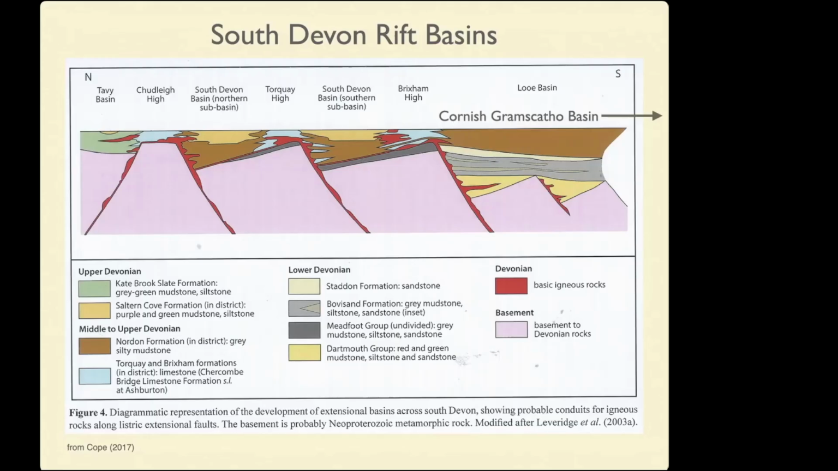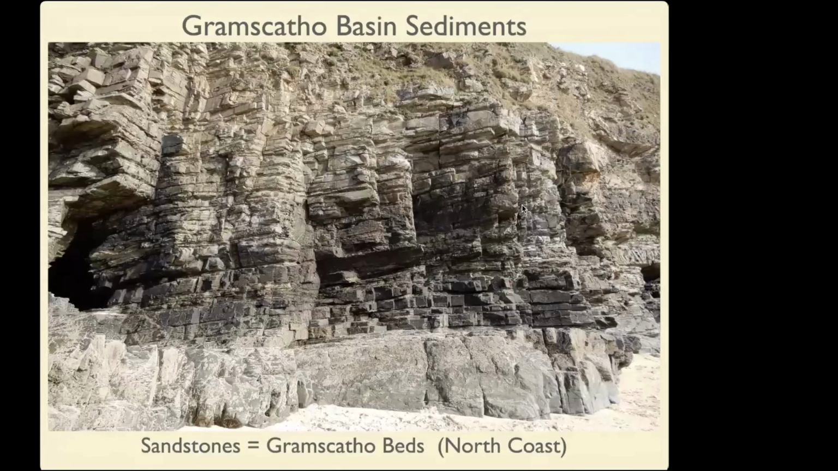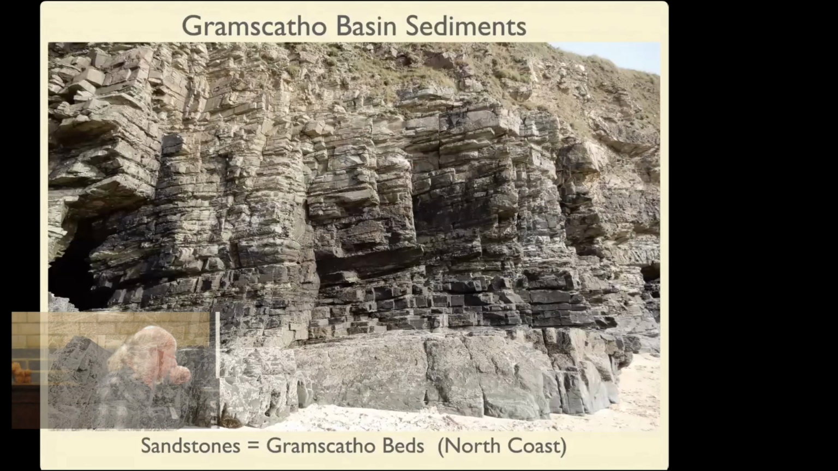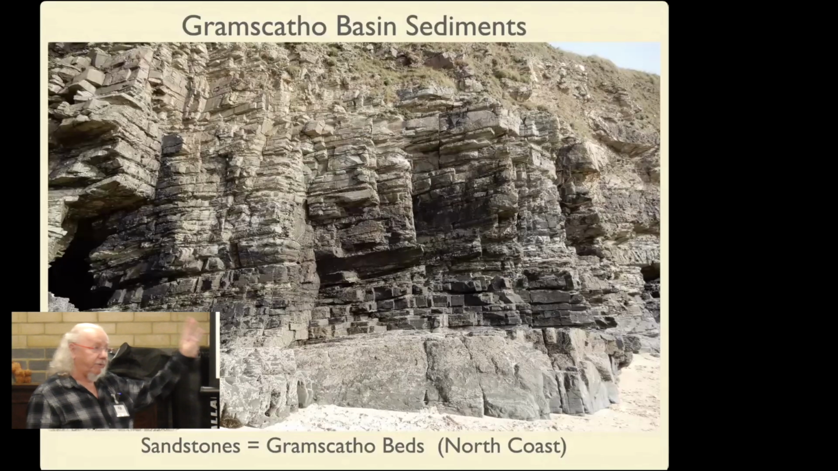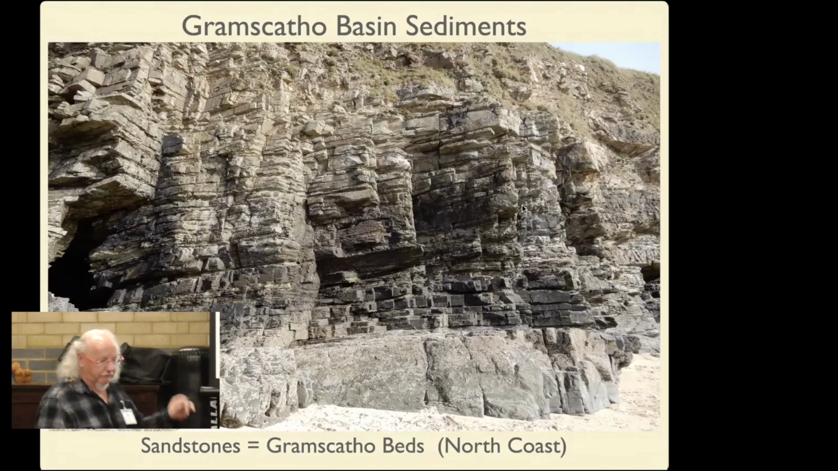So what do the Gramscatho Basin sediments look like? Well, essentially there are two types, fundamentally. There are the Gramscatho beds themselves, which are sandstones. And these, we will see the outcrop on the north coast of the far end of Cornwall. And as you can see, lots of nice laterally continuous sandstones.